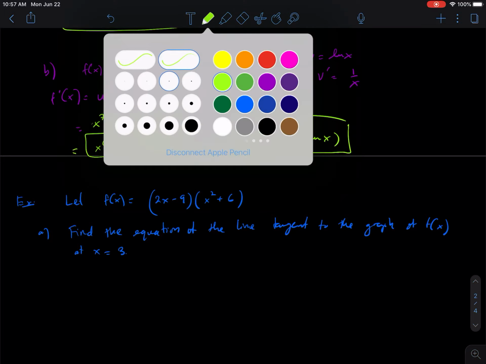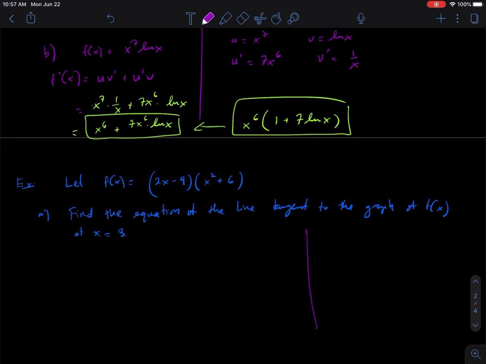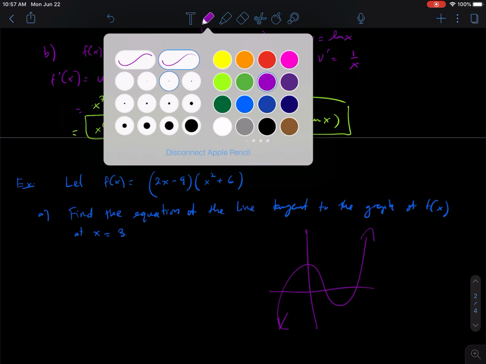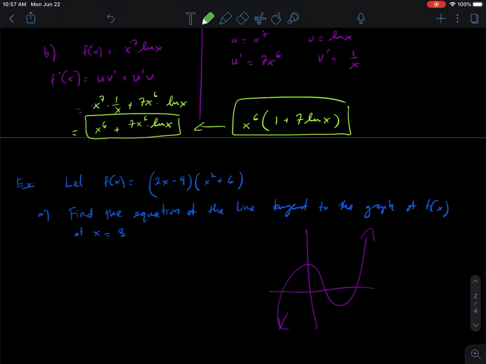So I'm going to say, okay, suppose the graph of f of x maybe looks like this. I don't know, I'm just guessing there. So now I just say, okay, well, when x is 3, you know, 1, 2, 3, find the equation of that tangent line. That's what the question is asking. The graph may not look like that, I just made that up.